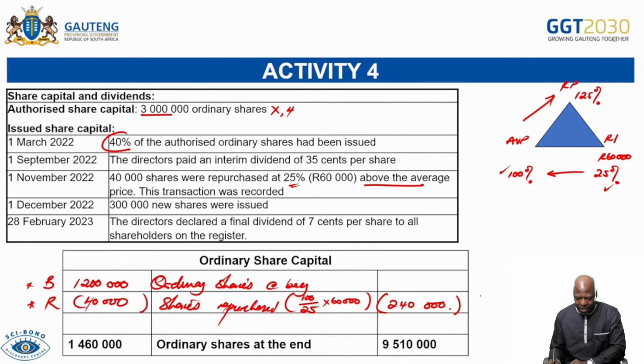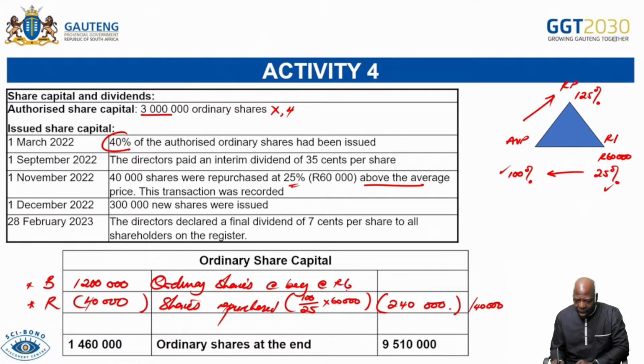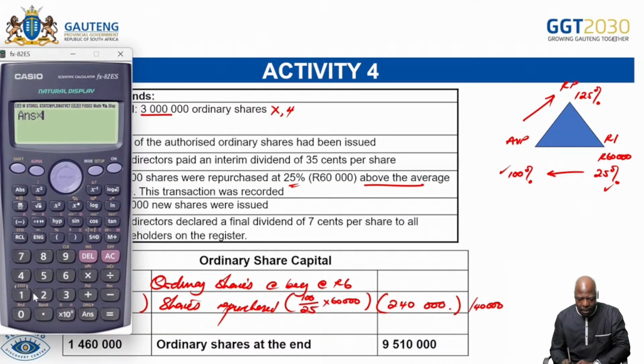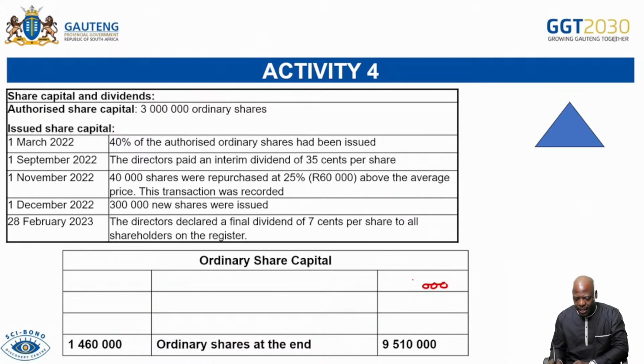So what was my average price here? I can simply take my 240 here and divide it by my 40,000. That will give me the price at which I paid per share. So if I take my 240 and divide that by my 40,000, that's going to give me 6 rand. Okay, so my average price at the beginning was 6 rand. Then I'll say 6 times the 1.2 million that we had at the beginning. That will give me 7.2 million.